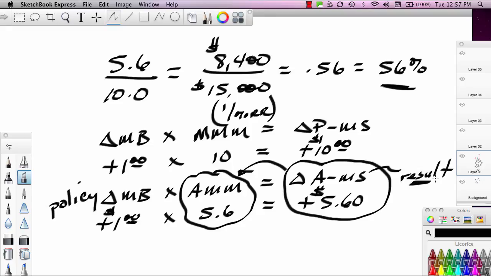Okay, and much more on this is coming, but today what we basically want to nail down is the idea of what is the actual money supply versus the potential. How do you measure each of those? In other words, how do you calculate them, and how are they related to each other? All right, that concludes our lesson.